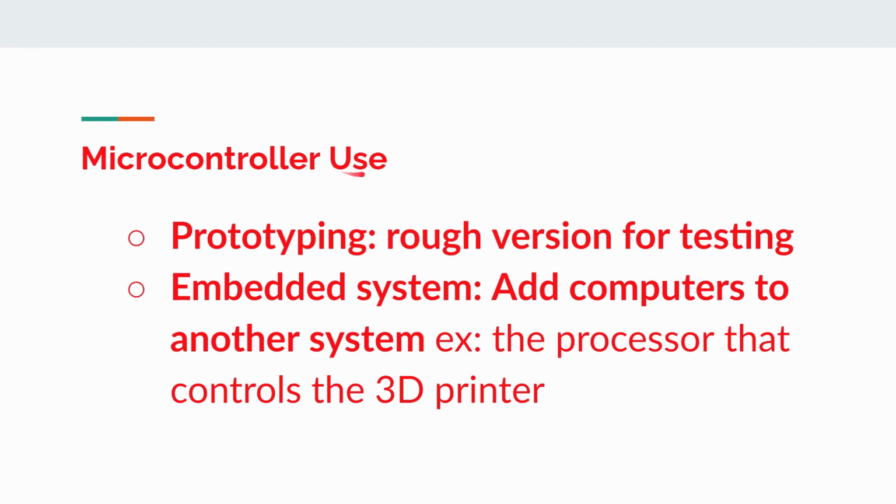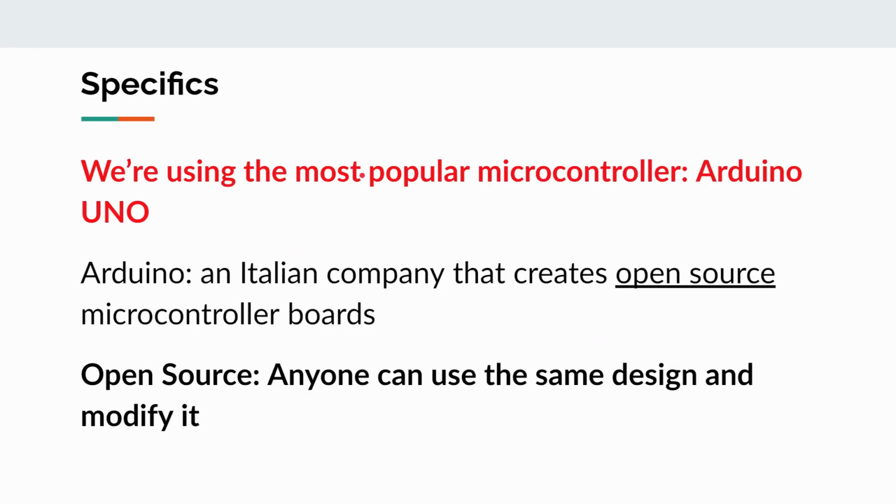So let's move on from microcontroller uses to our specifics. We are going to be using a microcontroller called an Arduino Uno, because this is the most popular microcontroller. All the skills that you learn for this will be usable in future high school and college classes. I actually used an Arduino Uno in a college level class, so I know it's practical for the future.